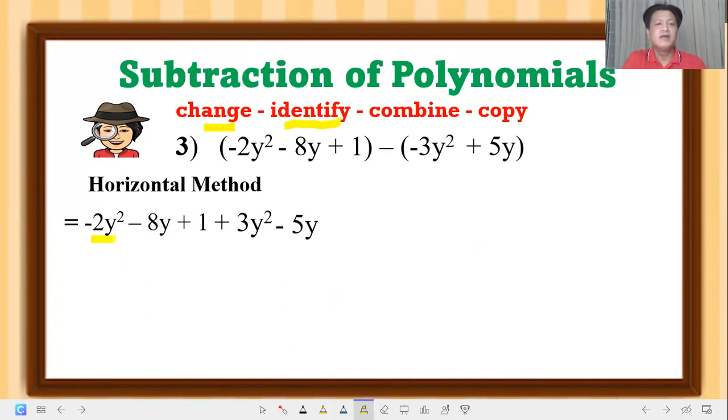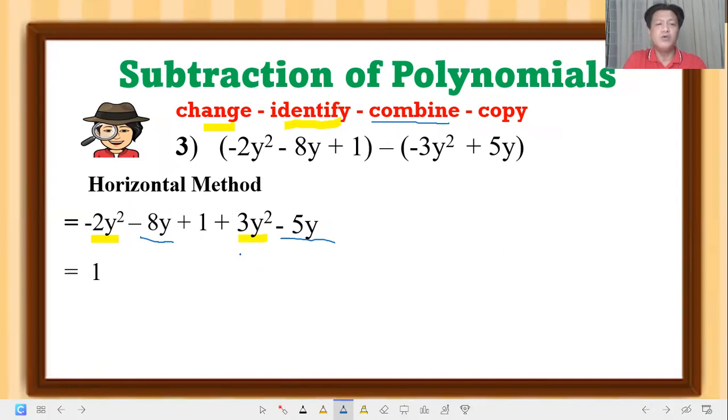Meaning to say, negative 2y squared tsaka 3y squared kasi same yung kanilang literal coefficient. Titignan mo lang lagi yung literal coefficient. Same yung exponent dapat nila. Okay, with that, we also have negative 8y tsaka negative 5y. Okay, kasi same literal sila ng y. And then, if we are going to combine, di ba, ito yan, combine like terms.